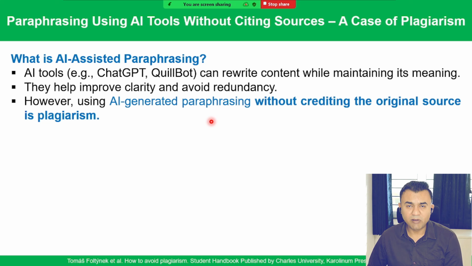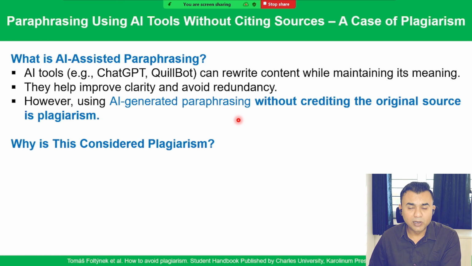So let's say some of the text I am asking AI tools such as ChatGPT to rewrite for me, to paraphrase for me. However, using AI generated paraphrasing without crediting or citing the source authors is plagiarism. Definitely people use AI tools as an assistant. However, it's still plagiarism.